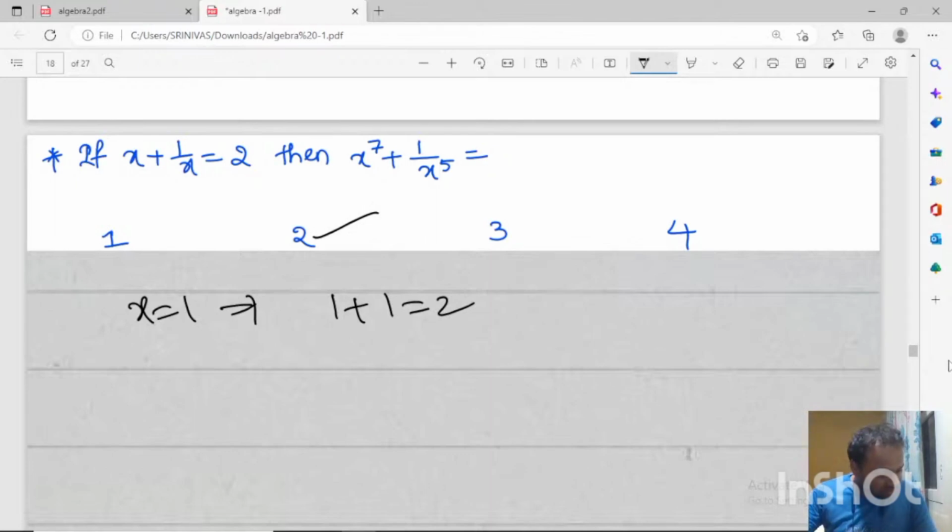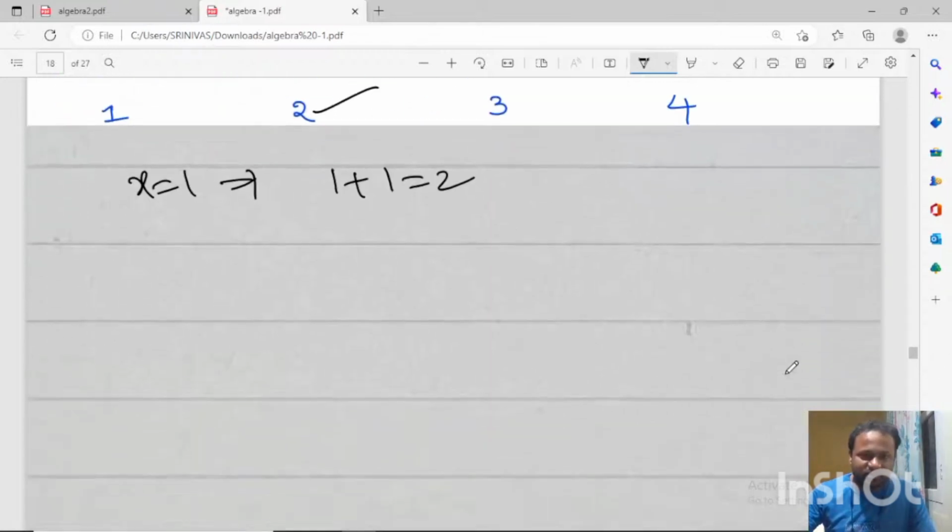Yes, Suma, when you completed algebra first class, means day before yesterday I completed. Day before yesterday.